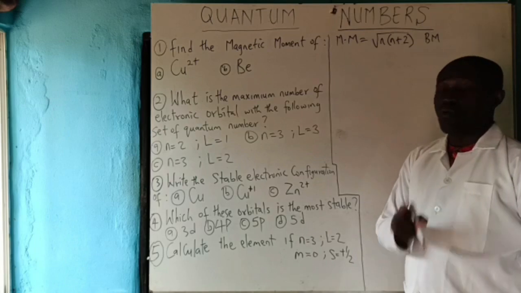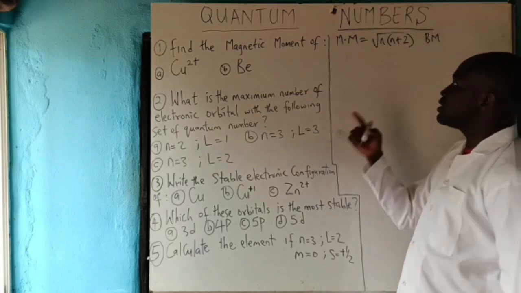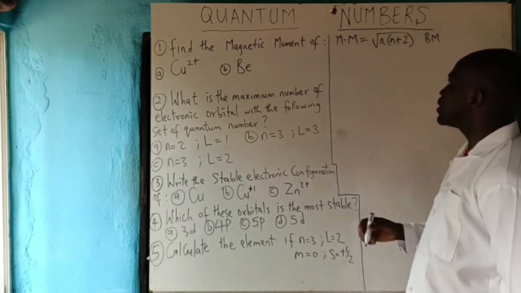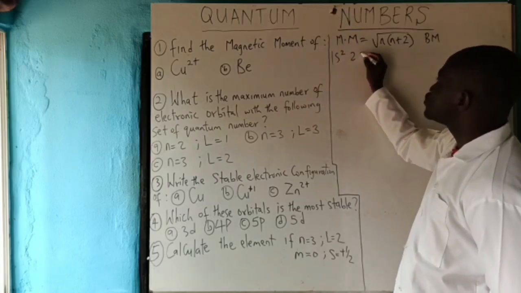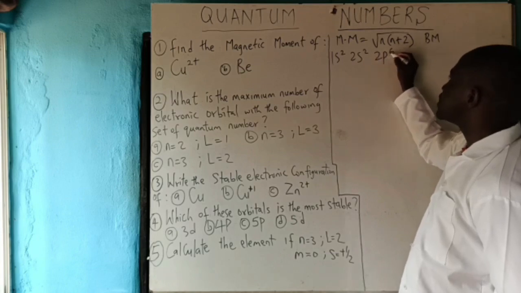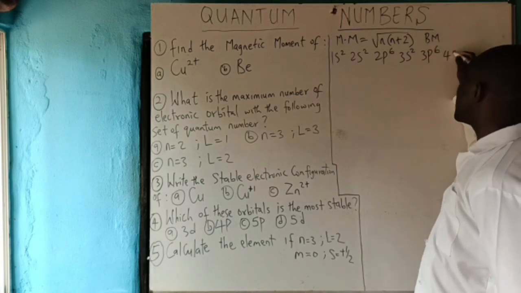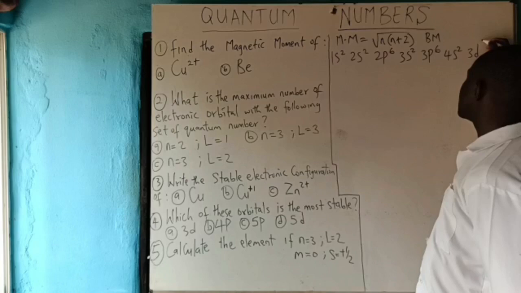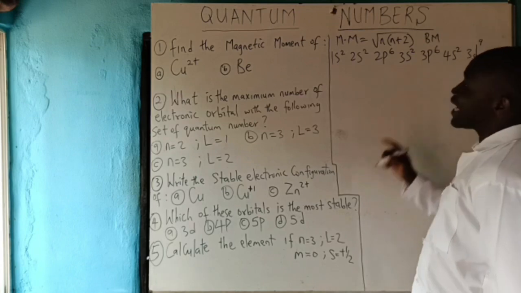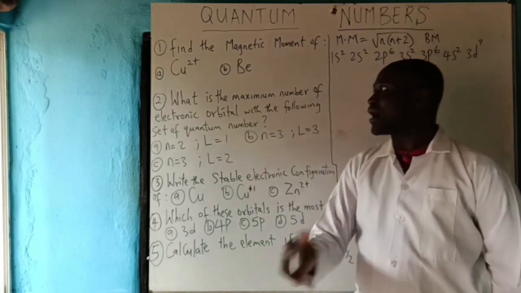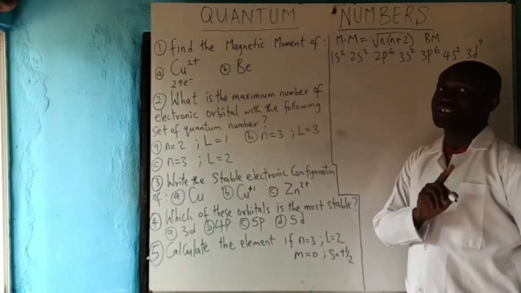Yes, so when you have the electron configuration of that element, then you can now get the magnetic moment of it. Let's see what we mean. For copper, we have 1s2, 2s2, 2p6, 3s2, 3p6, 4s2, 3d9. Yes, we stop at 3d9 because copper has 29 electrons.